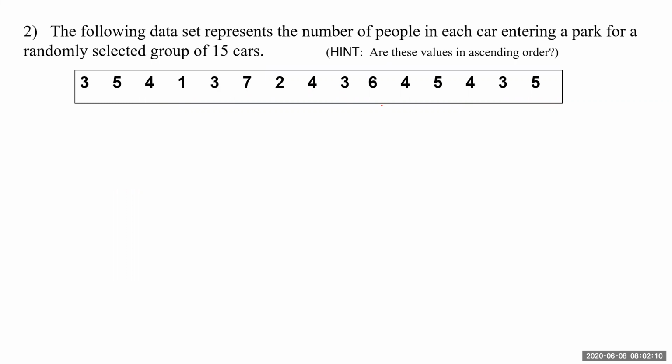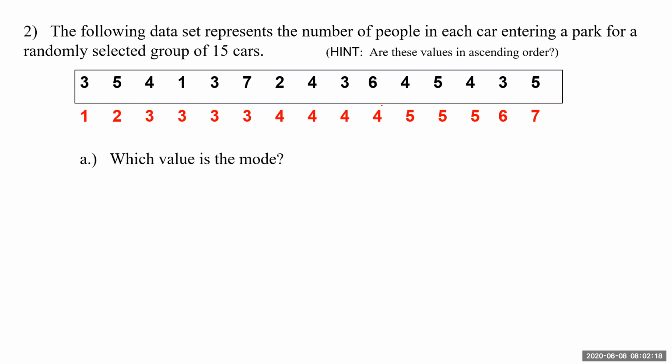All right. Now, the following data represents the number of people in each car entering a park for a randomly selected group of 15 cars. Okay, so now we rearrange the data set in ascending order. And then what is the mode here? Okay, so the mode is 3 and 4. Like I told you, you can have more than a mode, a number for a mode.